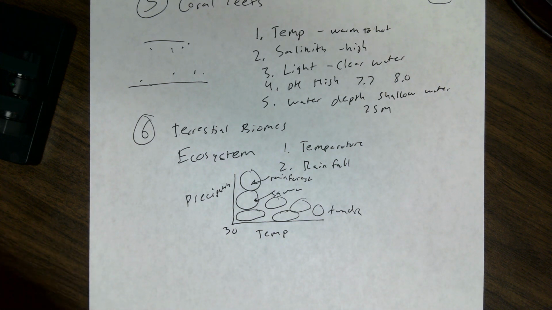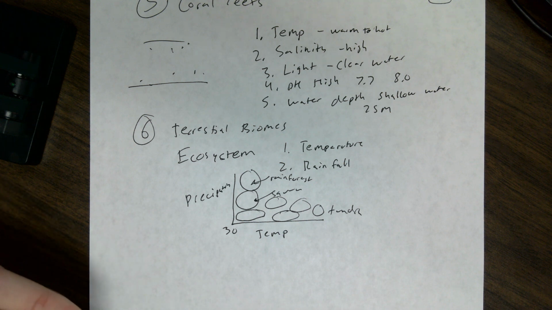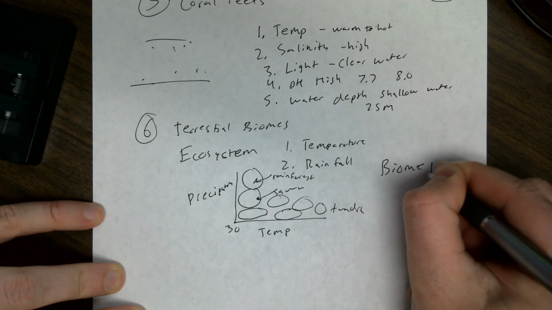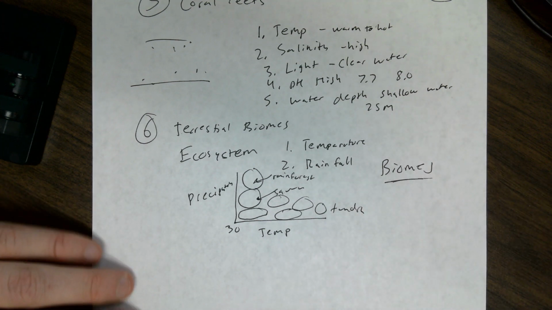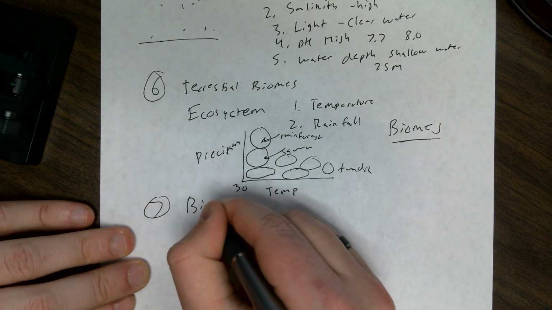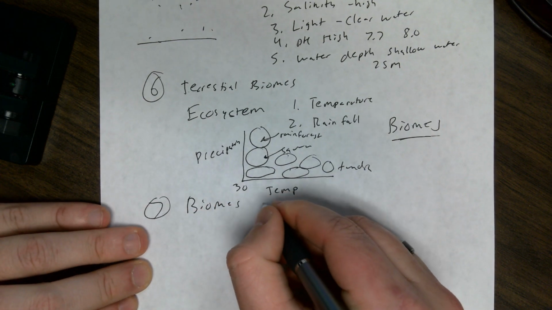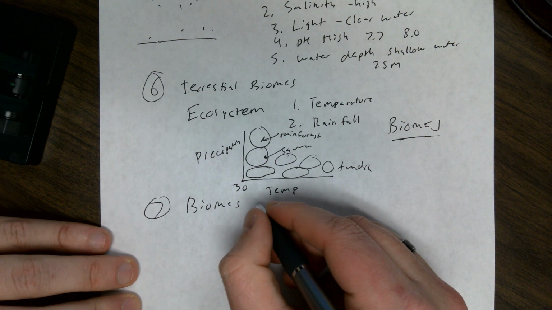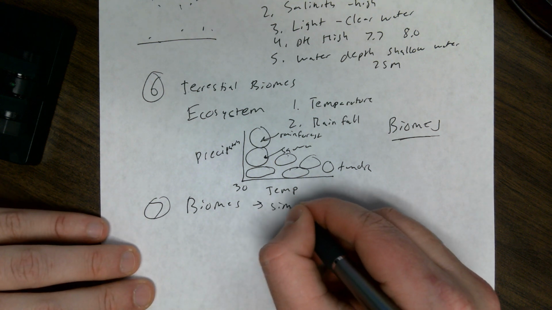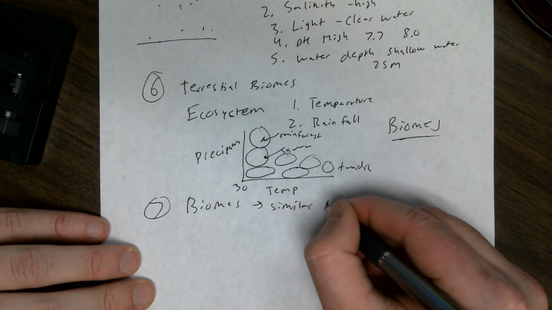And so these are the factors that affect what ecosystem will show up: temperature and rainfall. We call these different ecosystems that show up more than once biomes. All around the world, we get biomes forming, and biomes are forming because of the similar abiotic conditions. And so we have similar temperatures and rainfalls.